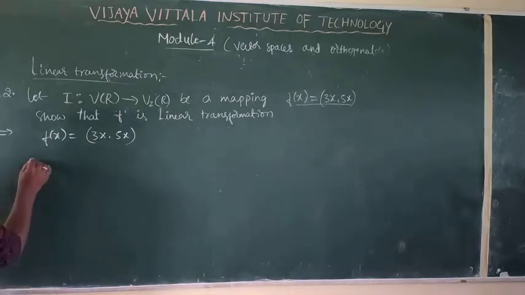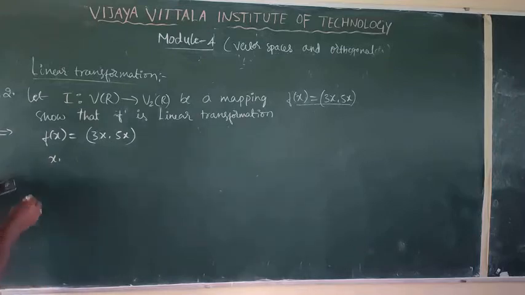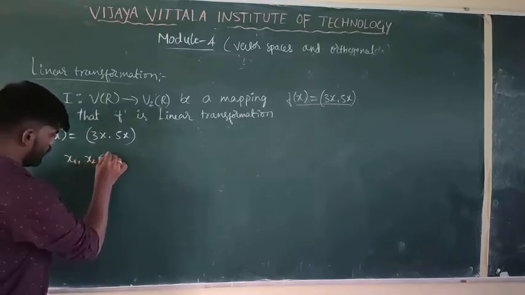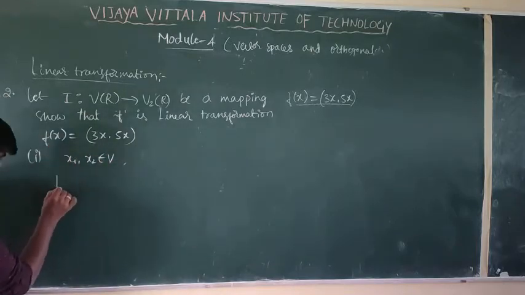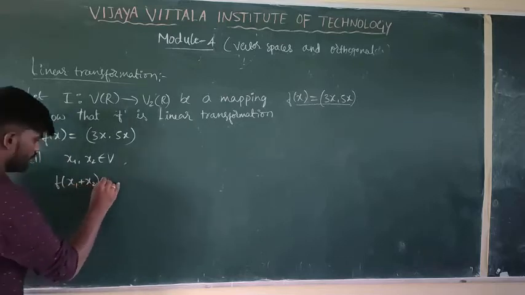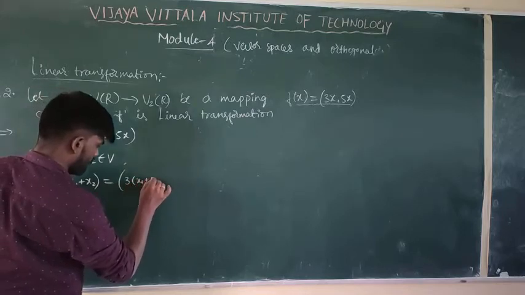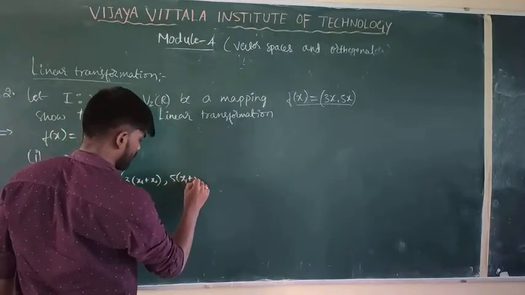Let us check whether condition one holds good or not. Let x1, x2 belong to the vector space V, and then f of x1 plus x2 is equal to 3 into x1 plus x2, comma 5 into x1 plus x2.